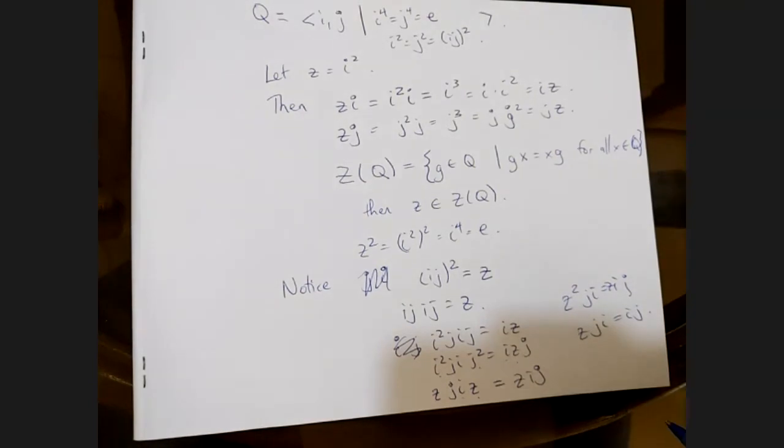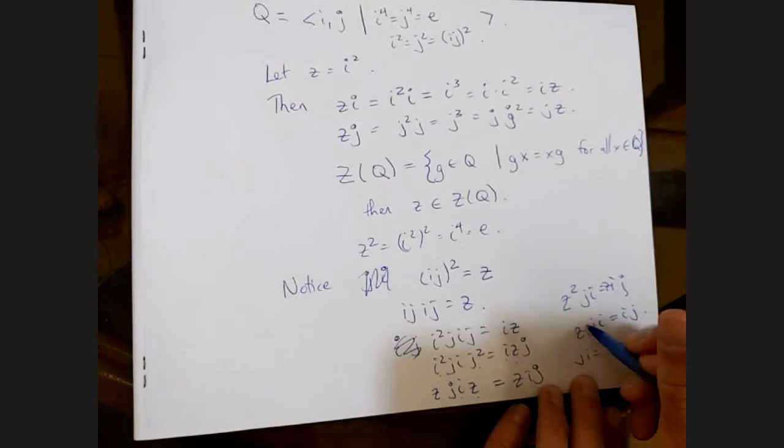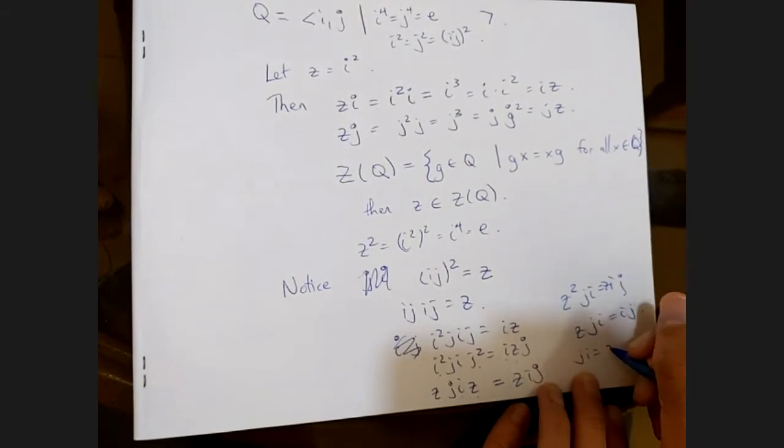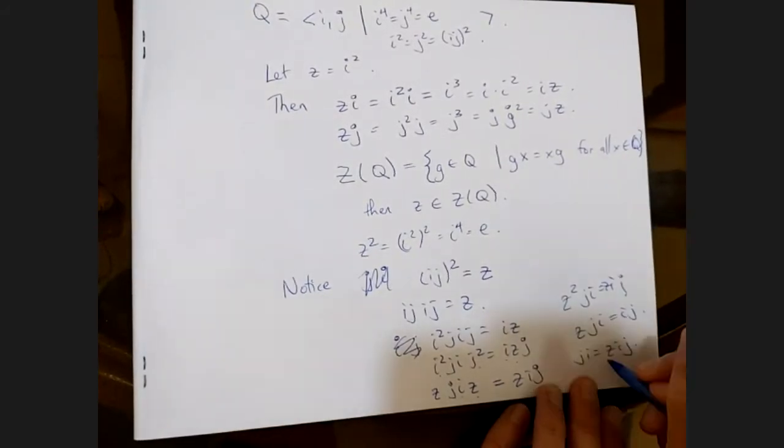Okay. So now this gives us a rule on how to switch I and J. If you see JI, well, multiplying by Z on both sides, you get Z squared, which is the identity. So it's JI equals ZIJ. So now if you ever see J before I, you can switch them if you introduce a Z.